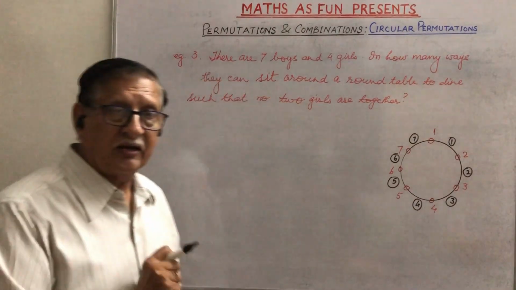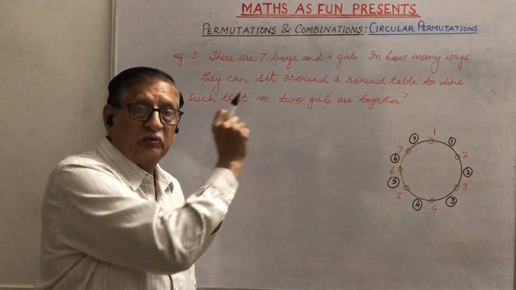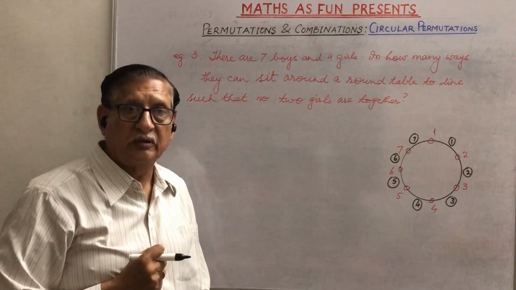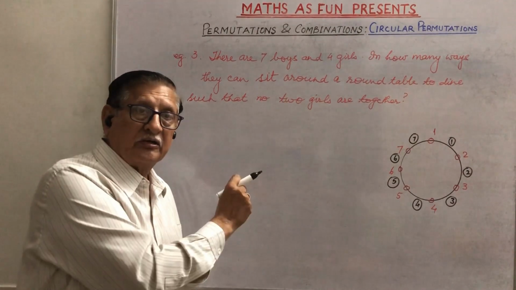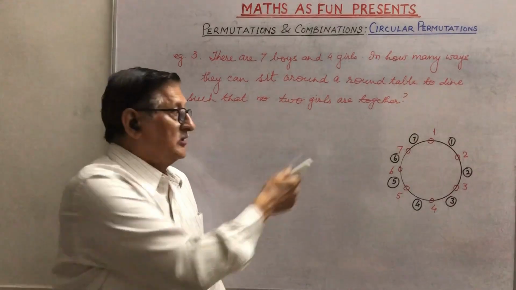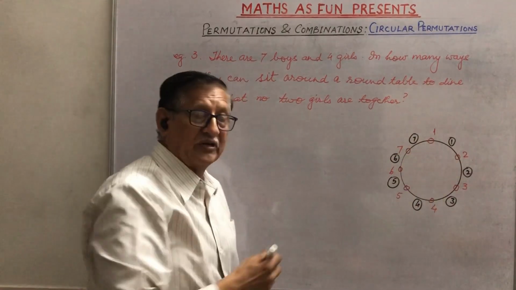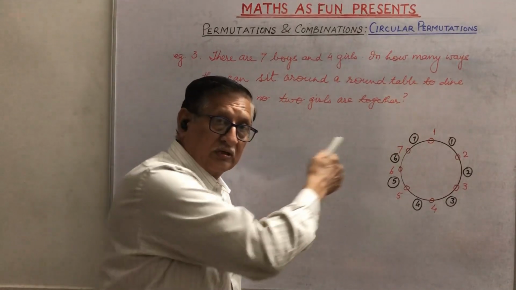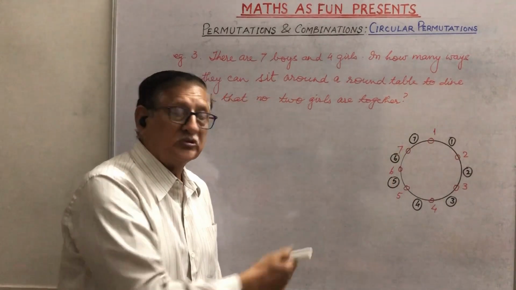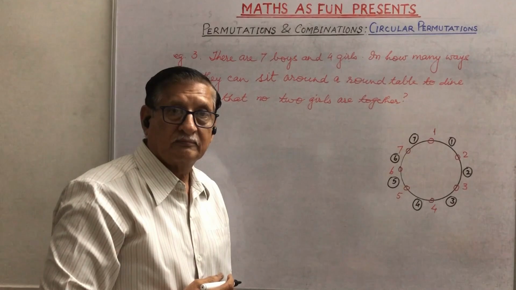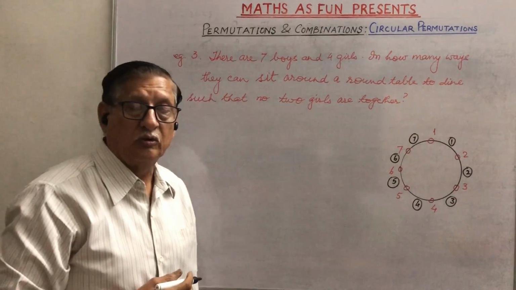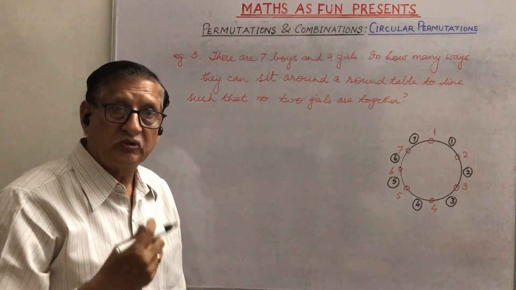The next example we have is that there are 7 boys and 4 girls. In how many different ways can they sit around a round table to dine, such that no 2 girls are together? See, here we are first placing the 7 boys. 7 boys will sit in 7 different positions around the table. See, this is like 1, 2, 3, 4, 5, 6, 7. We are marking the positions of boys with red. And since we are arranging them in circular order, the circular permutations will be applied.